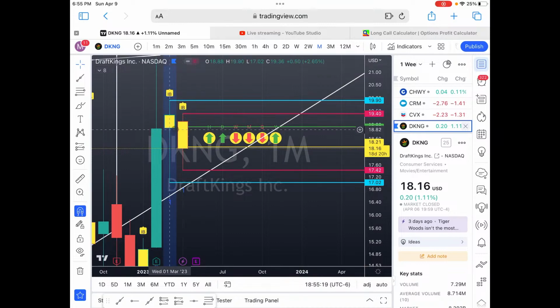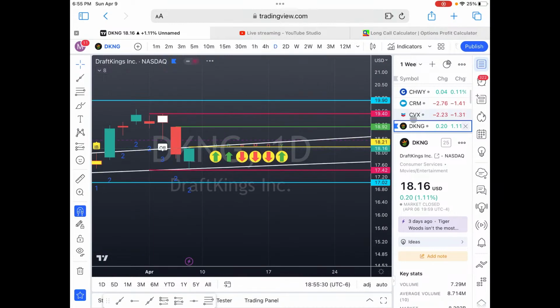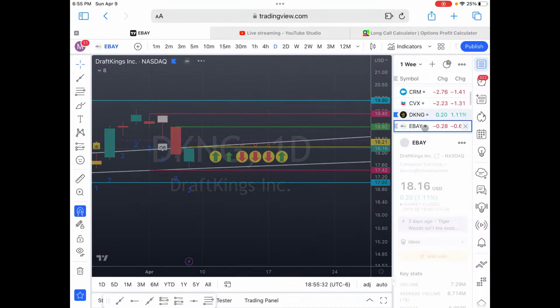We're stuck on an inside bar looking to break out of this hammer candle inside bar. So we have setups on the daily. We have setups on the weekly. We have a potential setup on the monthly as well on DraftKings. We'll see if we get that domino effect.